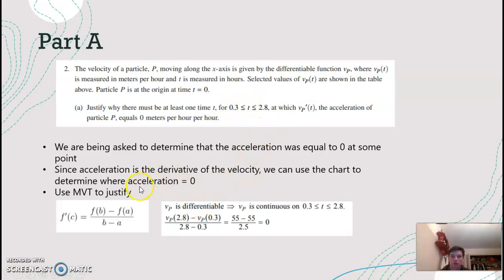So we can use the MVT here, and we just plug it into this equation, f of b minus f of a over b minus a, and that will come out to equal 0. So our answer: therefore, using the MVT, we can show that there is at least one point between 0.3 and 2.8 where the acceleration equals 0 meters per hour.